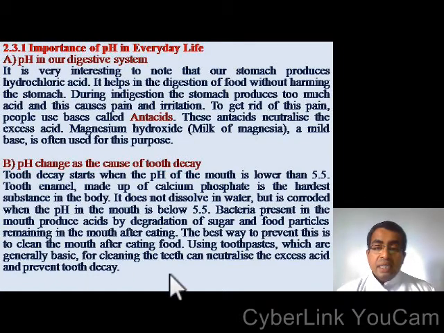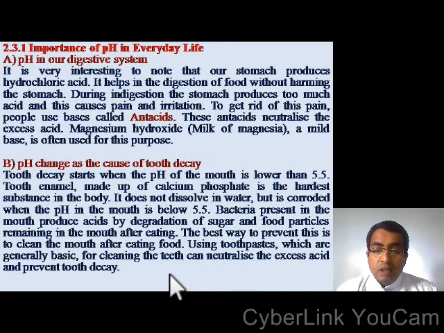And pH change as the cause of tooth decay. Tooth decay starts when the pH of the mouth is lower than 5.5. Tooth enamel, made up of calcium phosphate, is the hardest substance in the body. It does not dissolve in water, but it is corroded when the pH in the mouth is below 5.5.